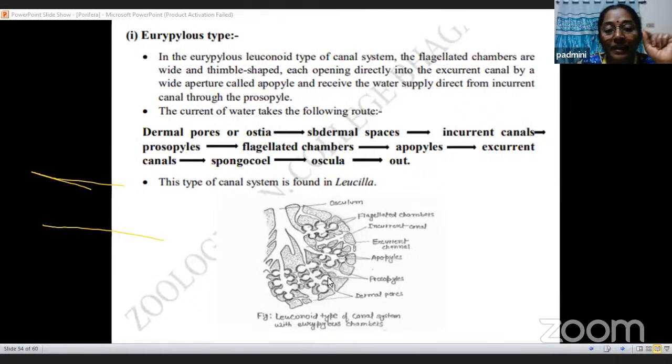From the prosopyles, the flagellated chambers push the water into the apopyles. And from the apopyles, they go into the excurrent canal. And from the excurrent canal, they go into the spongocoel. And from the spongocoel, they are out of the cycle through the osculum. So this is the Eurypylous type. So when you're talking about the Eurypylous type, don't forget to mention the thimble-shaped chambers that are present in this type of the cycle.